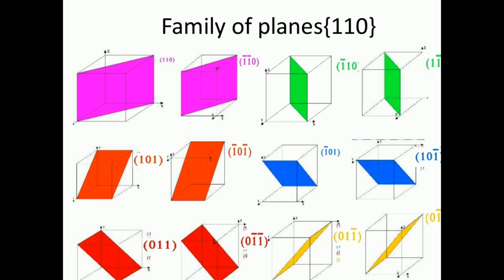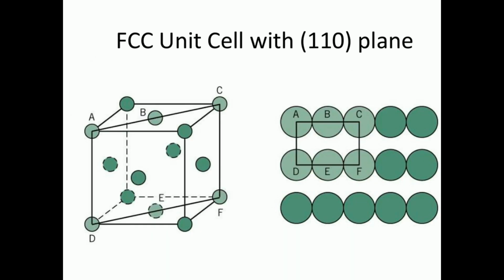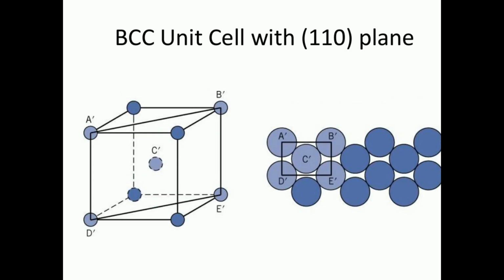We are seeing this in the intercepts and reciprocals for the family of cubic structures. Another one is the face-centered cubic unit cell. This is the 110 plane, see A, B, C, D, E, F. This is the structure of the faces. Here are A, B, C and the dotted A, B, C, D, E, F. This is the face-centered cubic unit cell with the 110 plane. And this is a BCC, body-centered cubic unit cell, with the 110 plane.